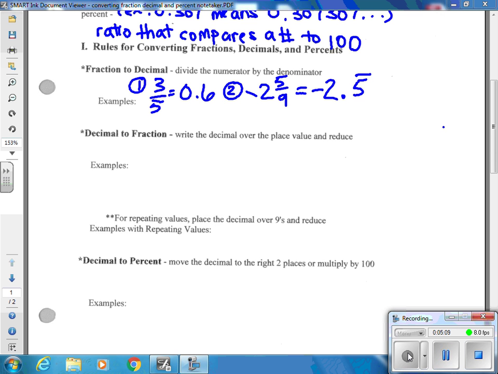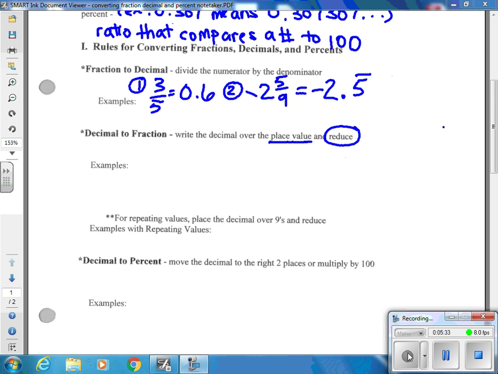Then when you divide, you'll get the number that goes behind it. All right, so that's not too difficult to do. Now we want to go from a decimal to a fraction, which tends to be a little harder for some of you. This is where you write the decimal over the place value of the number, tenths, hundreds, thousands, etc., and reduce it. You have to know how to reduce your fractions, because a reduced fraction is the only acceptable answer to these. If it's not reduced, you do not get credit for it.